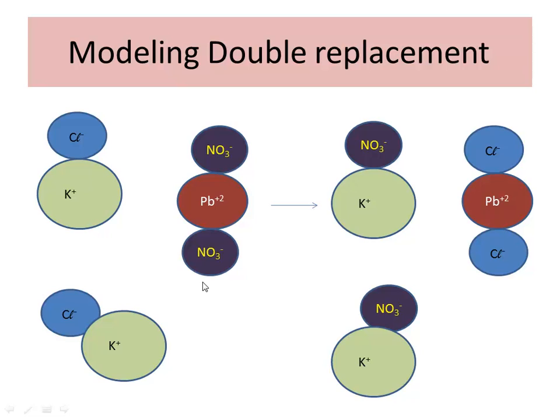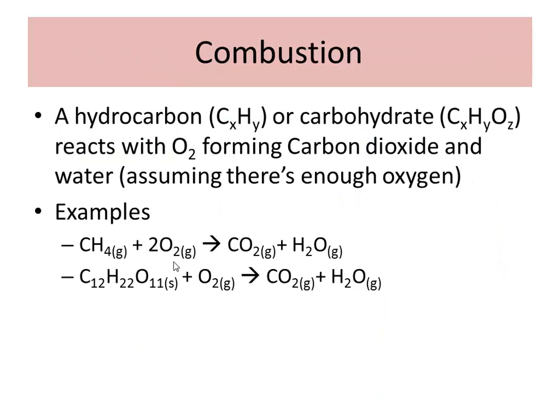Yeah. So we have our potassium and our chloride, and we have our lead with our nitrate. And the lead goes with the chloride, and the potassium goes with the nitrate. So you're switching partners. So you're left off with potassium nitrate and lead chloride. So pretty simple example. Last one we're going to talk about today is combustion.